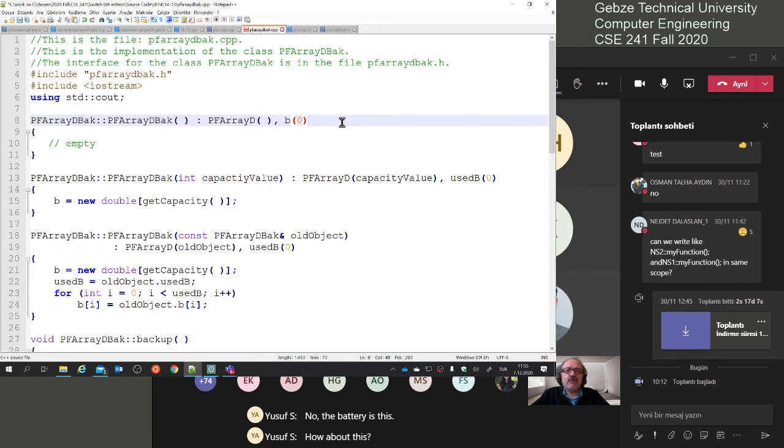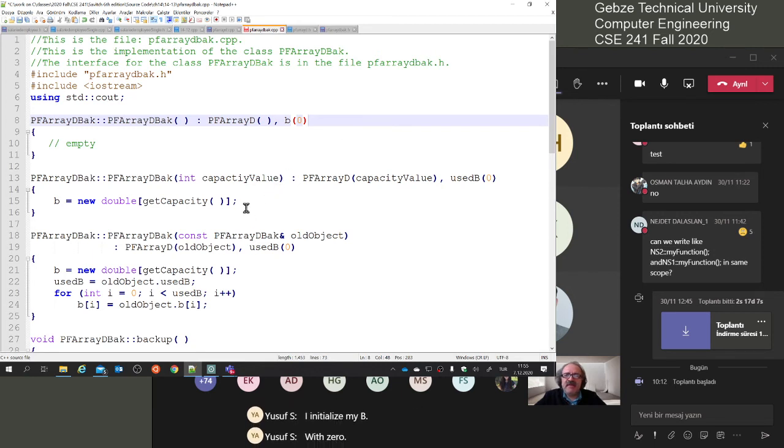I am calling the constructor of my data member, which is B. What is my B? B is a PFArray object, right? What does the constructor do? It takes a capacity and initializes it, right? This is what I do. I initialize my B with 0.